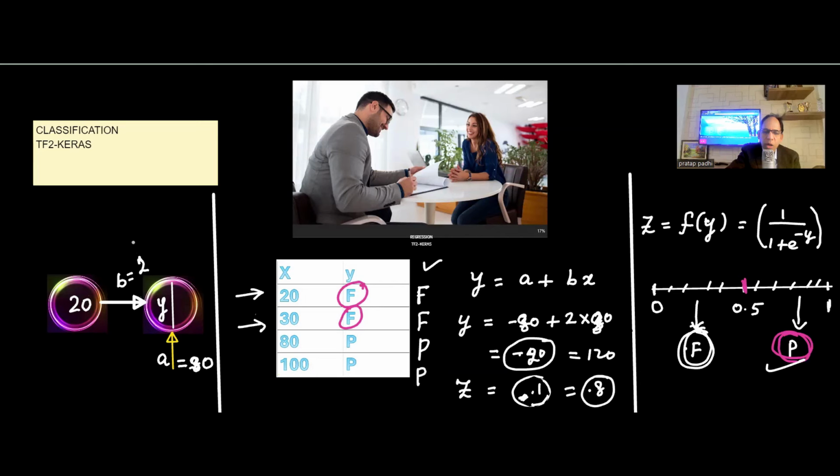With these weights and biases, you might be thinking, why do I need to use TensorFlow to train them if I can do it manually? There are two reasons. The first reason is, we have only 4 rows of data, right? What will happen when you see 4 lakh rows of data? It will be huge. Manually, you will not be able to do that. You have to use a neural network.